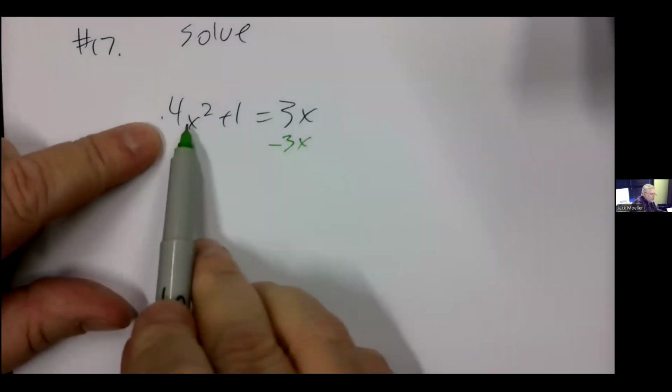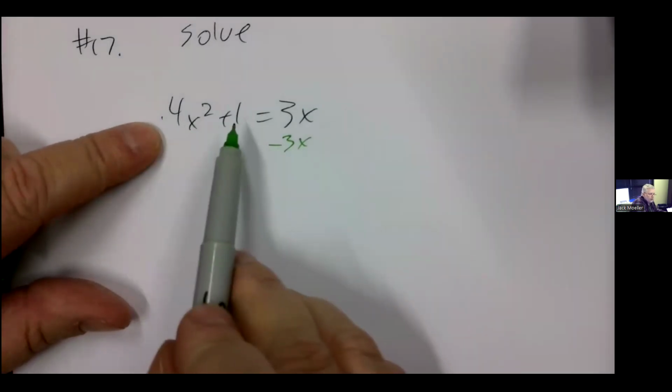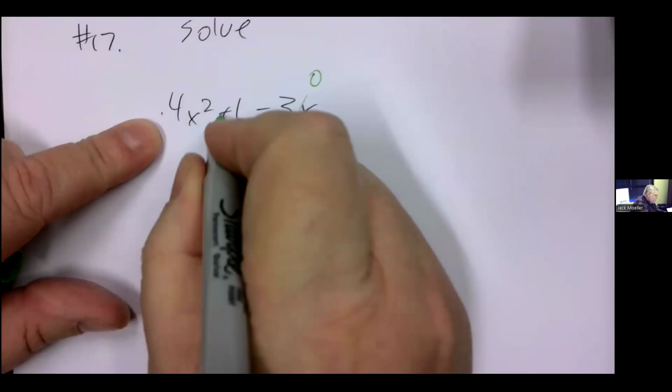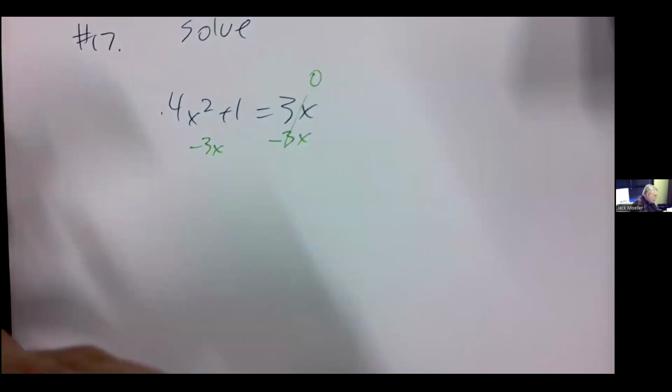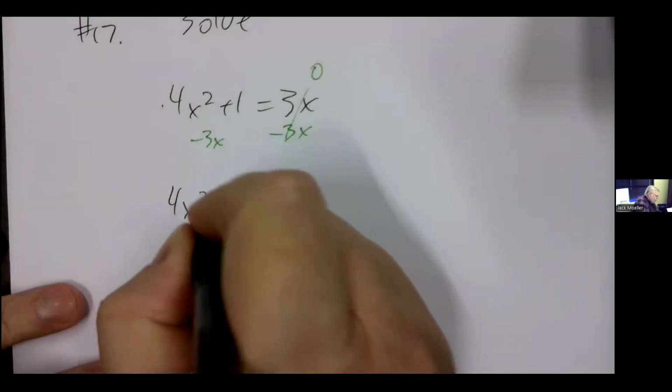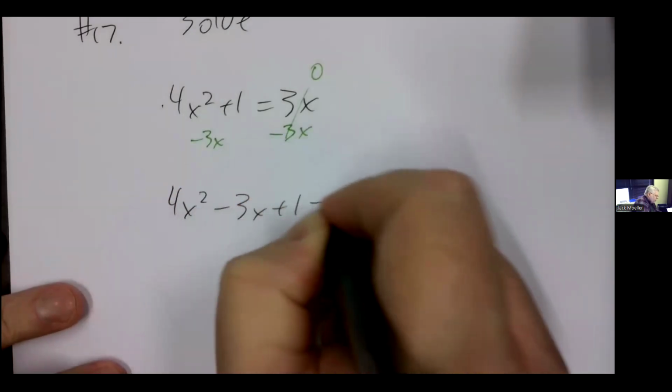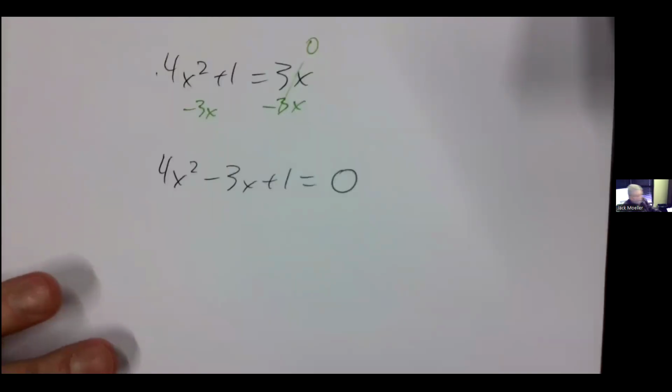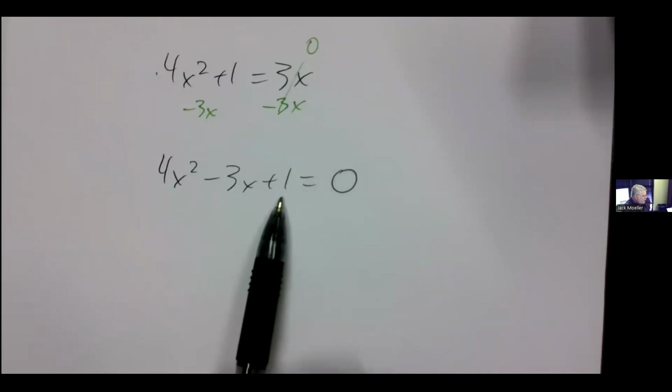And again, I want my square term to be positive, so I'm going to move 3x over, and make sure to put it in descending order, keeping like terms with like terms, all that. We have 4x squared minus 3x plus 1 equal to 0. Okay. Does that factor?